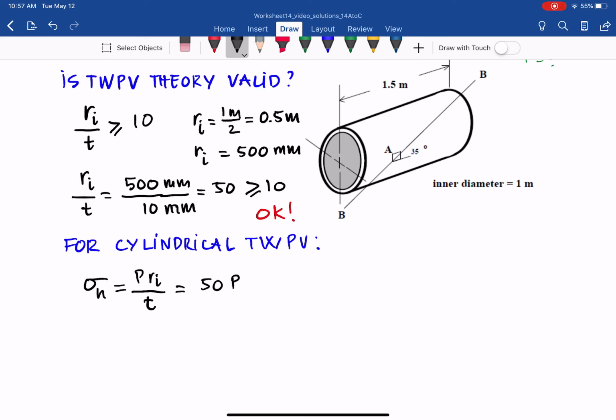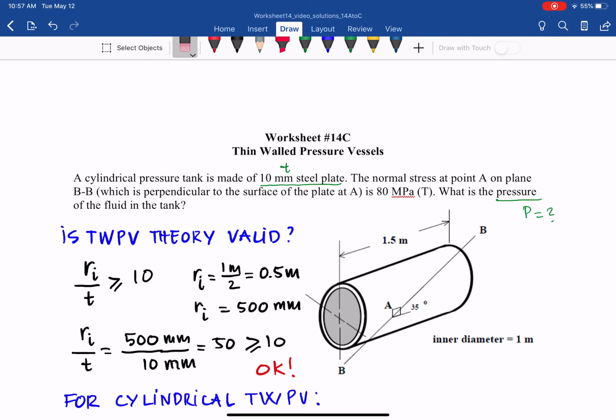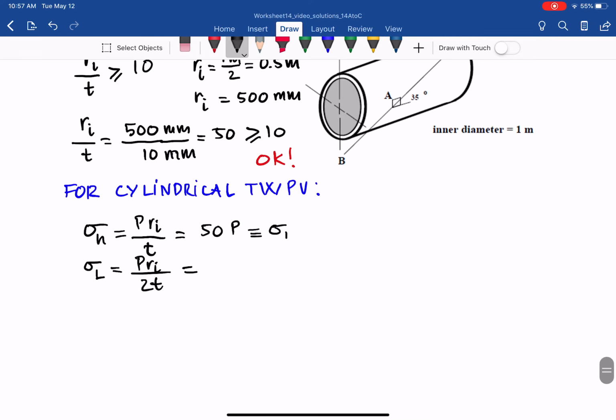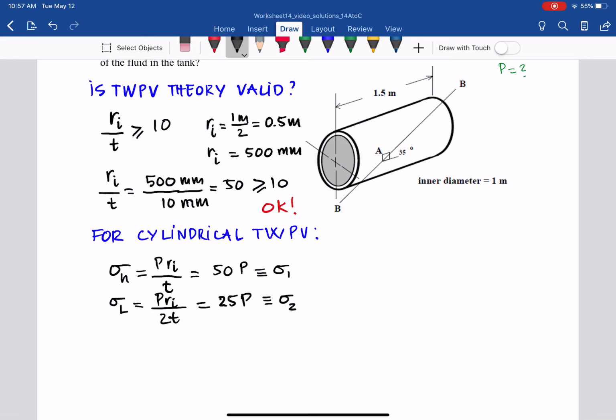And of course we call that sigma 1, and you can see that is for the hoop stress. And the longitudinal stress equals P Ri over 2T, so for sure it will be half of the hoop stress, which is equal to 25 P, and that is sigma 2, based on the lesson note that we have in there.